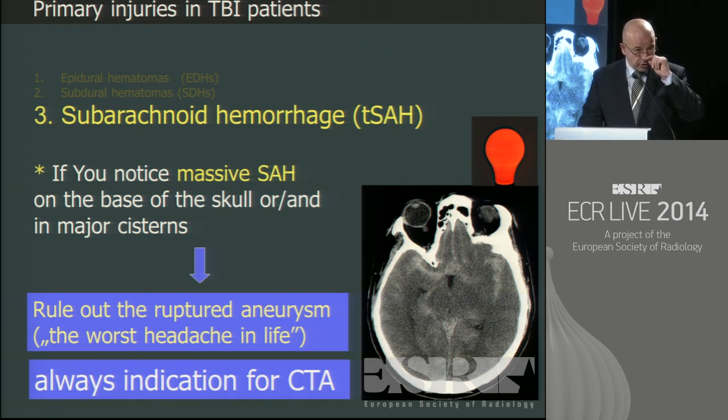If the patient is conscious, you can ask the patient, and the patient will tell you that I had the worst headache in my life. In other words, if the patient is unconscious and you see a massive subarachnoid hemorrhage in the patient after trauma, this is always an indication for CTA. I already mentioned that in the beginning.